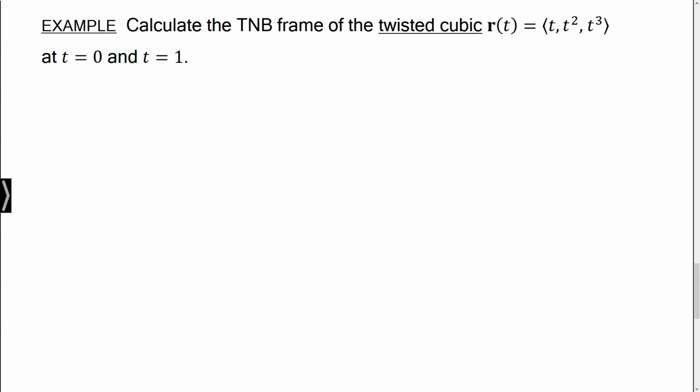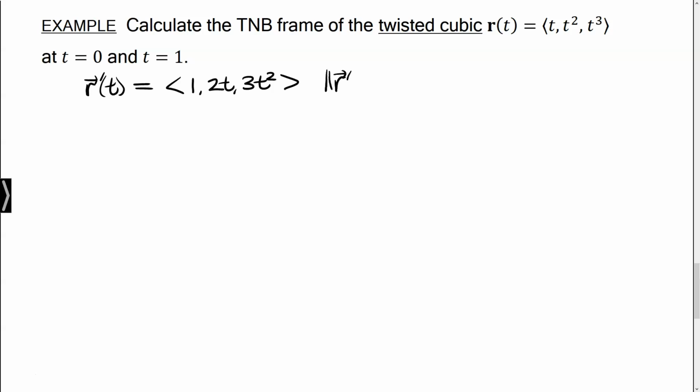Alright, so again, we're going to start with the vector derivative, the velocity vector, which in this case is going to be 1, 2t, 3t squared. Okay, so far seems straightforward enough.